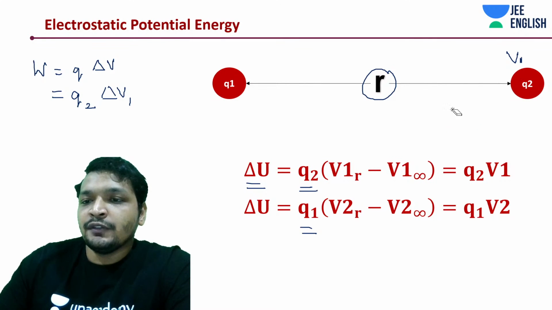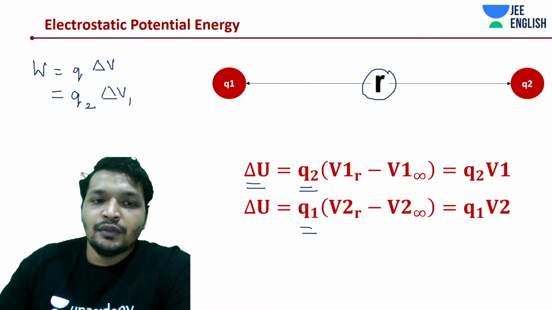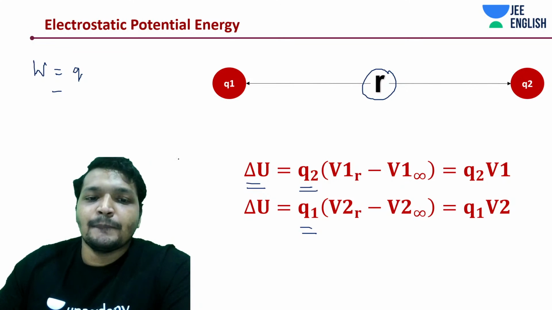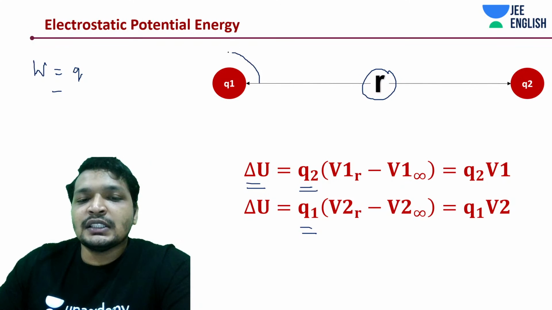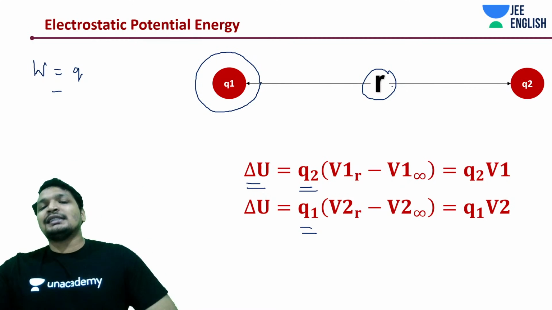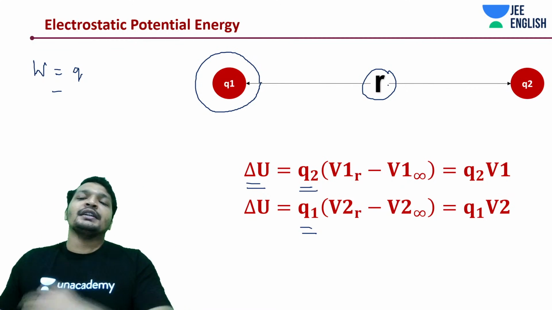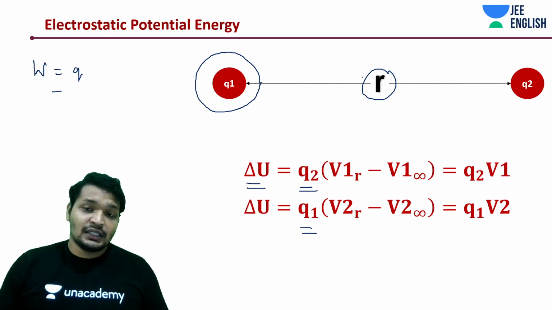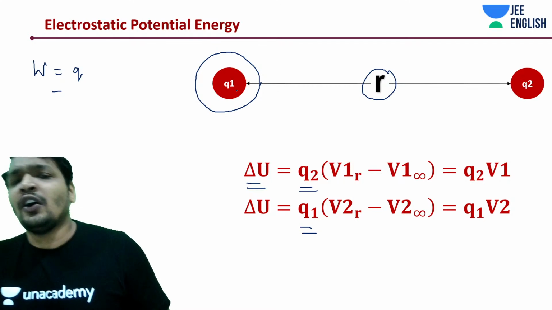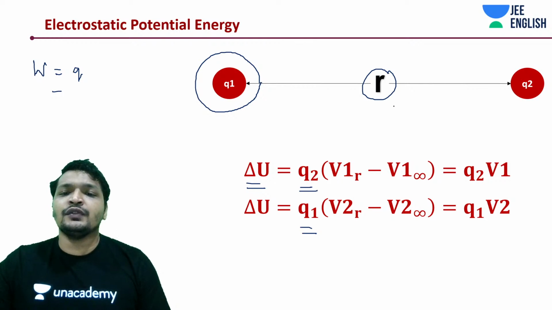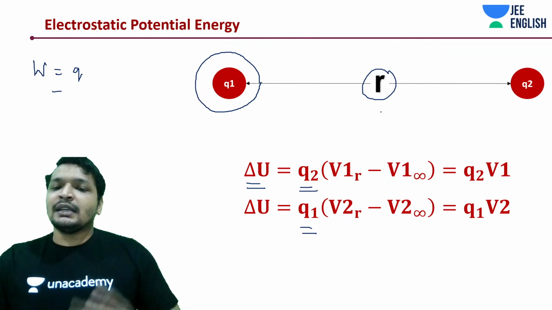I hope you understood the first one. Now what is the work done? What is the work done to move this charge q1 from infinite distance to this distance r? It's the same thing, right? If I'm moving q2 from infinite distance to the distance r, or if I'm moving this q1 from infinite distance to the vicinity of q2 with the distance r, it's the same thing.